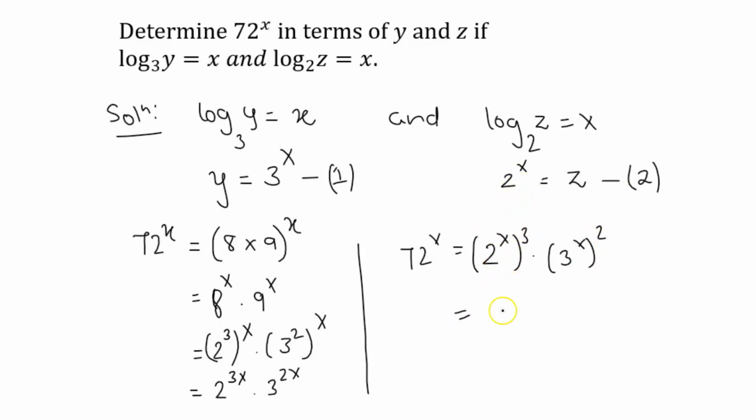So 2 raised to the power of x will be replaced with z, where z cubed times 3 raised to the power of x will be replaced with y. So this is y squared. So that means we have obtained the value of 72 raised to the power of x. So this value is z cubed times y squared, and the answer is in terms of y and z. So this is the final answer.